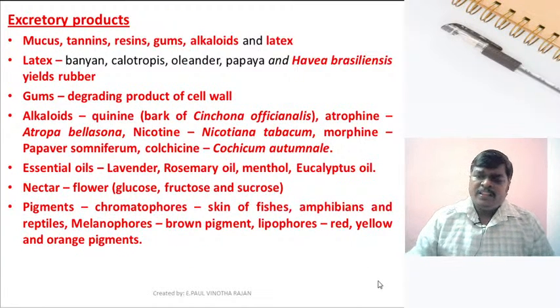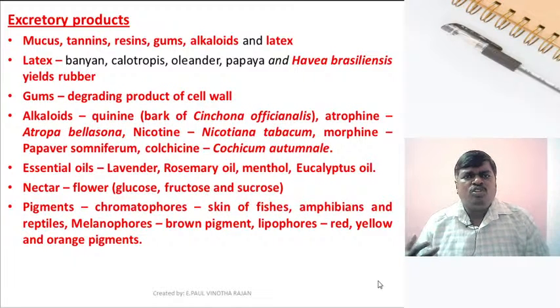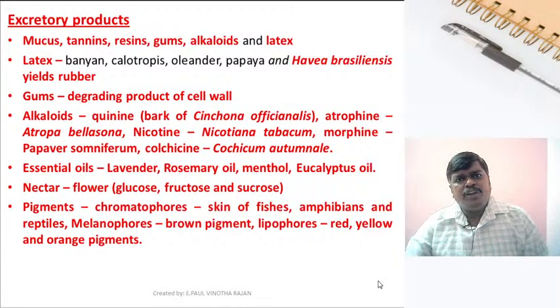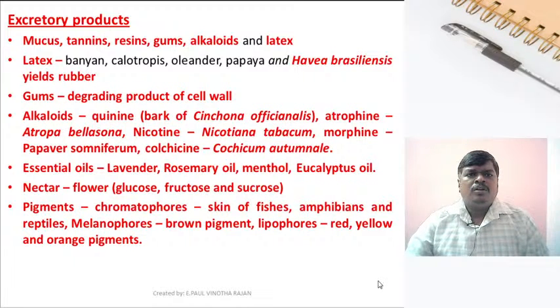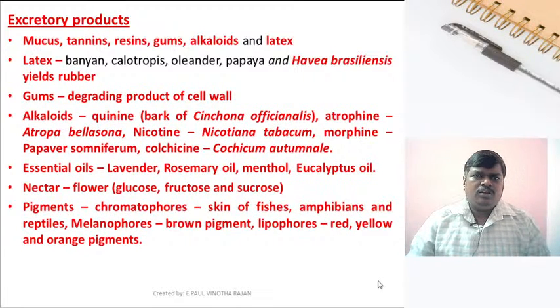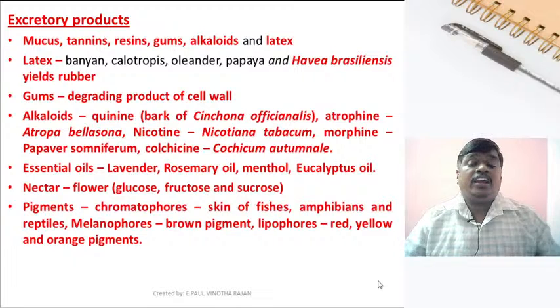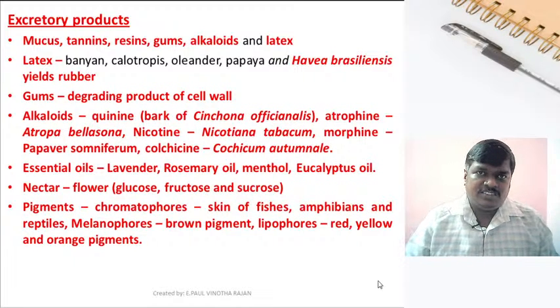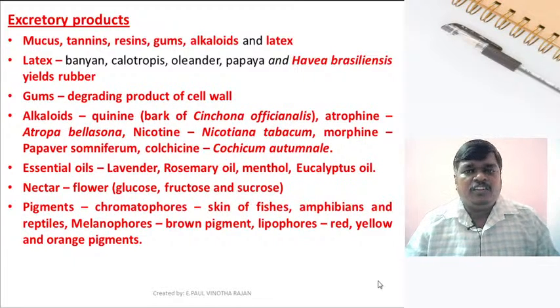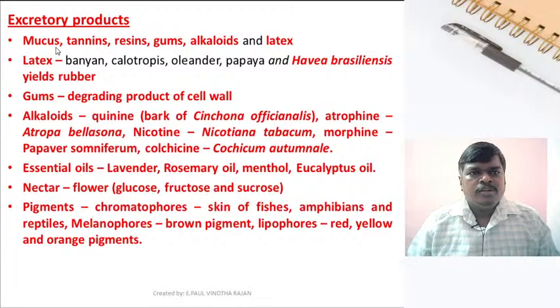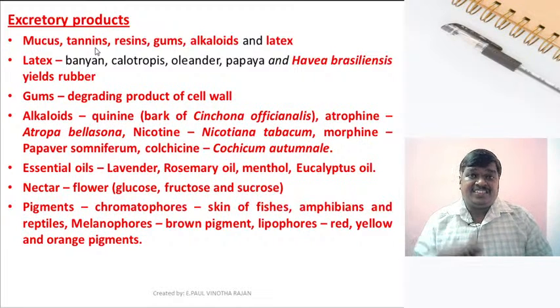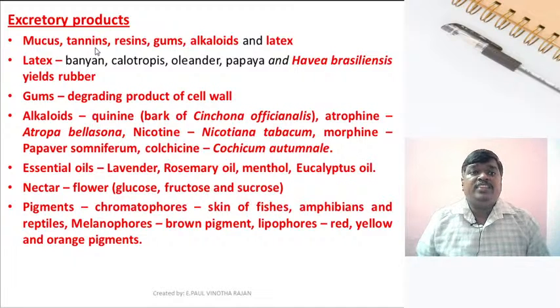Apart from that, the cytoplasmic inclusions also include excretory products. There are certain excretory products produced by the cells which have a very good impact, like helping in the formation of medicines. They become an ingredient of certain medicines: mucus, tannins, resins, gums, alkaloids, and latex, the milk-like substance that comes out from certain plants. These are all excretory products.